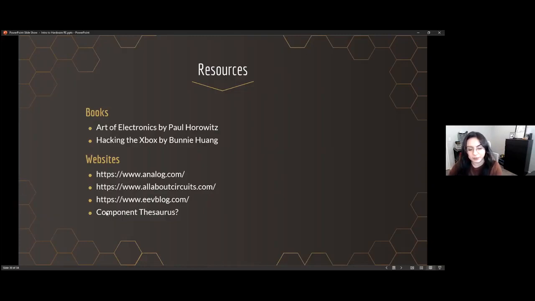And when putting these slides together, I was trying to find a component thesaurus. Because if you're very new to electronics, there's huge variation in the different components that you'll find. So if anyone knows a good component thesaurus, let me know. I couldn't find one. There were a few, but they were very short. So if you have one, let me know.